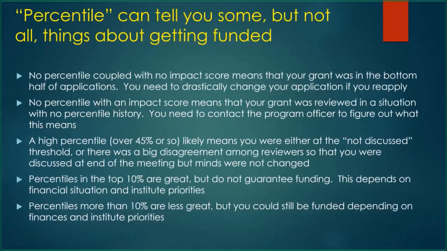Now, if you have a high percentile, let's say over the 45th percentile or so, this means that you are either at the not discussed threshold. So if your score was just a little worse, you would have been triaged. Sometimes it's because there was a big disagreement among reviewers, so that you were discussed at the very tail end of the meeting, but minds weren't changed. Or the reviewer who thought that your grant was better than the other decided to move their score closer to the worse score.